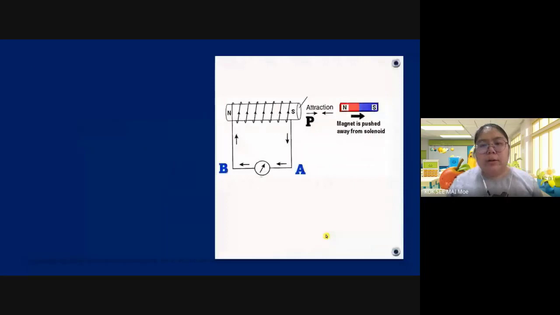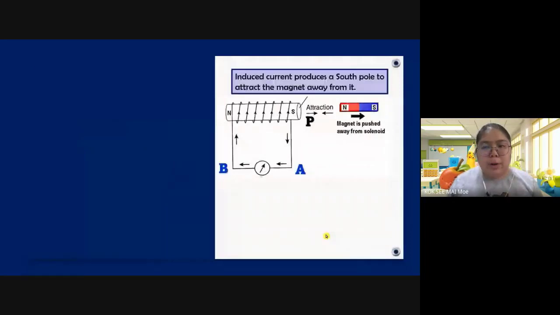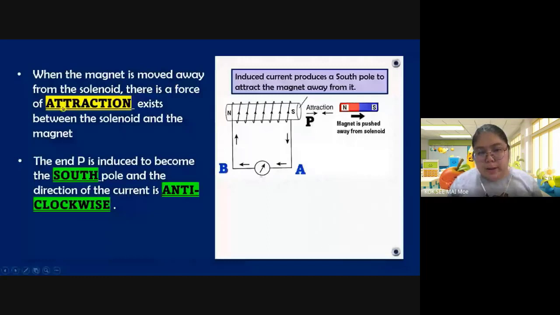If the magnet goes out, there is also induced current produced. If you want to pull it out, it produces a force. They want to attract the magnet to come back. So from here, the magnet will move away from the solenoid. There is a force. What force? Attraction force, existing between the solenoid and the magnet. So from here, the P now becomes what? South pole. Okay, the P becomes a south pole.